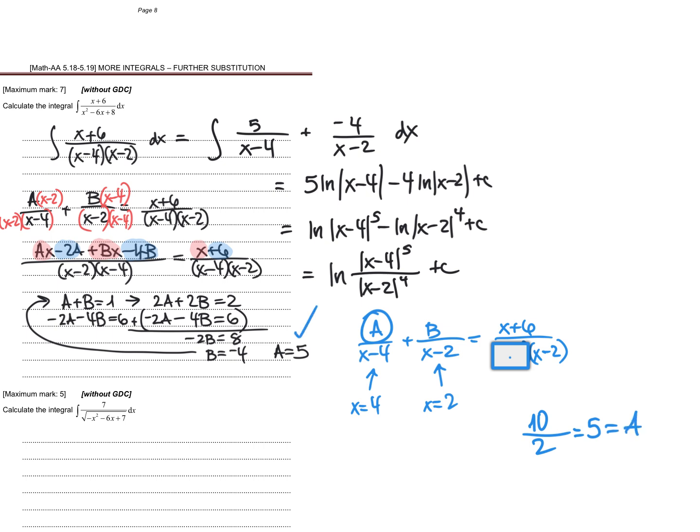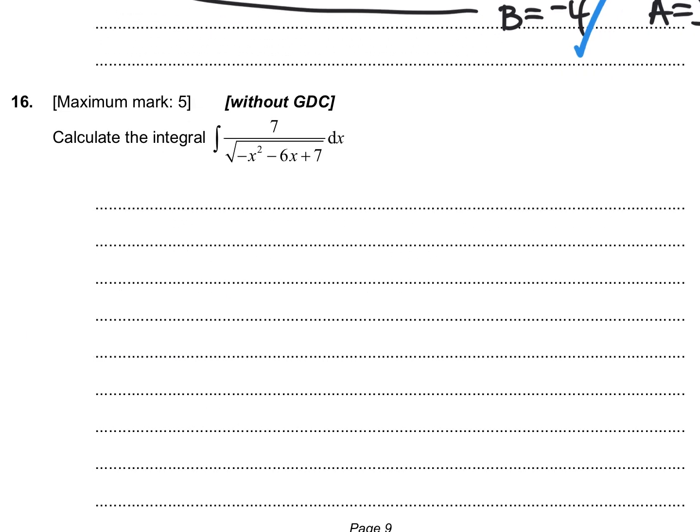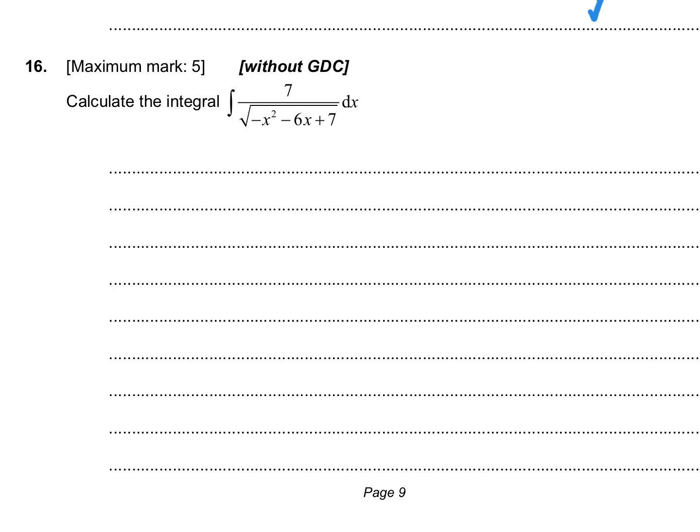All right, so now if we cover up the other one, when x is 2, and we substitute 2 in, we're going to have 8 over negative 2, which is negative 4, and that's going to be the numerator of the thing we covered up. So b is negative 4, like that. Okay? All right, so 16.